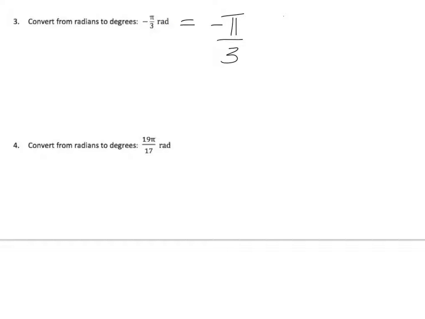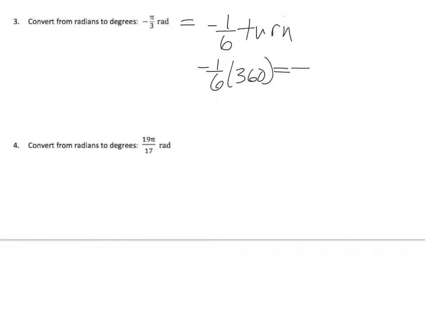Negative pi over 3 radians is negative 1/6 of a turn. I already had that written. Negative 1/6 of a turn, and a turn is 360, so that's negative 60 degrees.